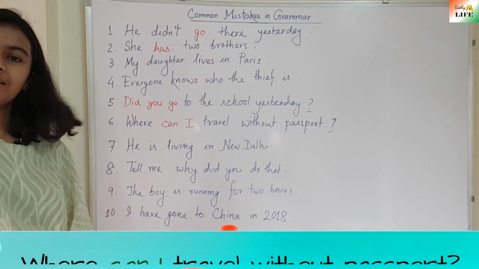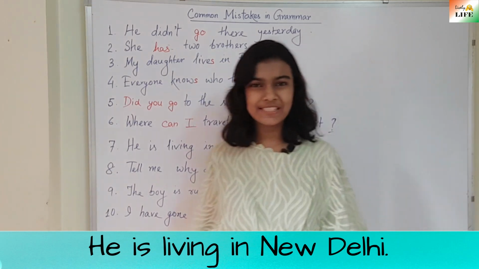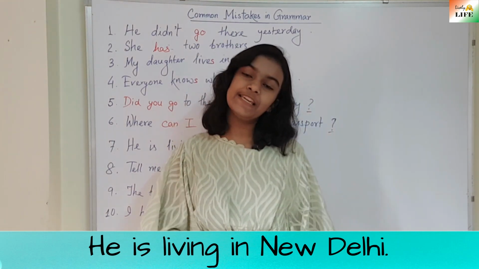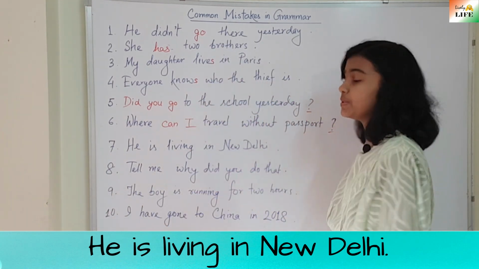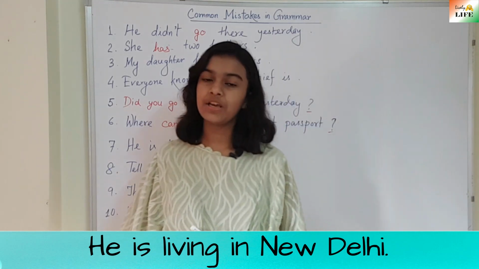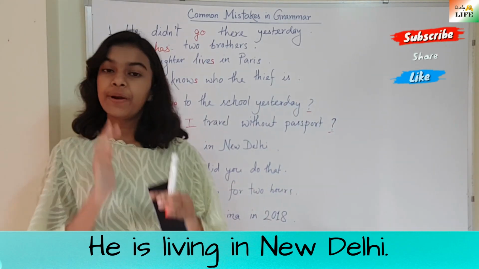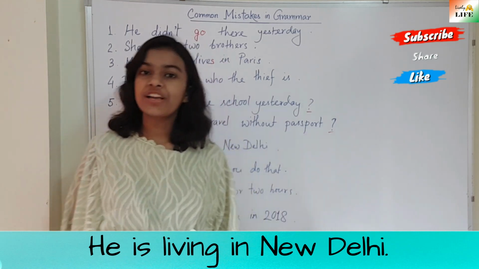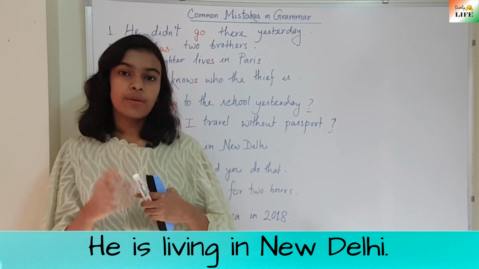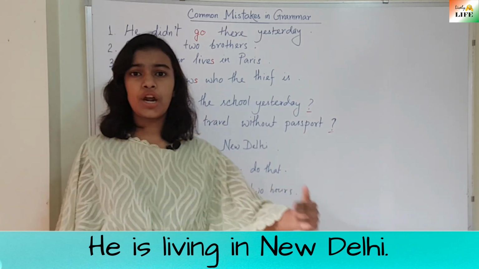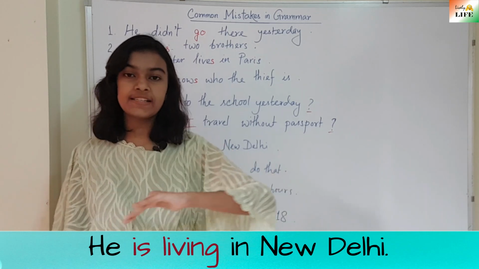Okay. The seventh one. He is living in New Delhi. What's the mistake here? It is correct. He is living in New Delhi. Well, if we talk about grammar, then it is actually correct. We are using the present continuous tense. He is living in New Delhi. But there is a mistake. Now tell me, where do we use present continuous tense? When we are talking about an action that is happening now. Okay? When we talk about an action that is happening now, he is running, he is walking, he is talking to his friend. It is happening right now.